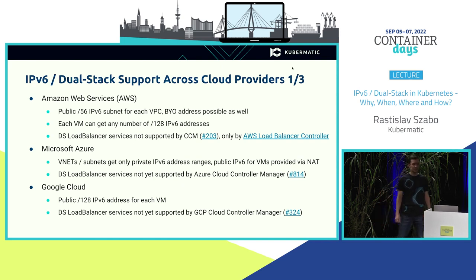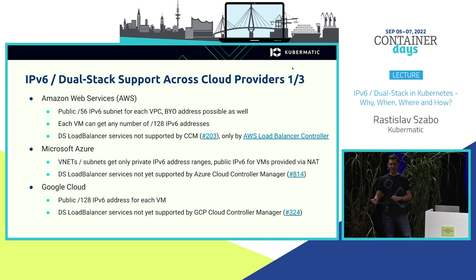In case of Microsoft Azure, it's a bit more interesting. The VNets and subnets would actually get private IPv6 address ranges. Also, the VM would get a private IPv6 address. And if you wanted to expose it to the internet, you can request a public IPv6 address, but internally it would work on network address translation. So each packet would be destination network address translated to the private IPv6 address of the worker node. Similarly, the load balancer services are not yet supported by the Azure Cloud Controller Manager, but that is, I think, work in progress already, so it should come soon.